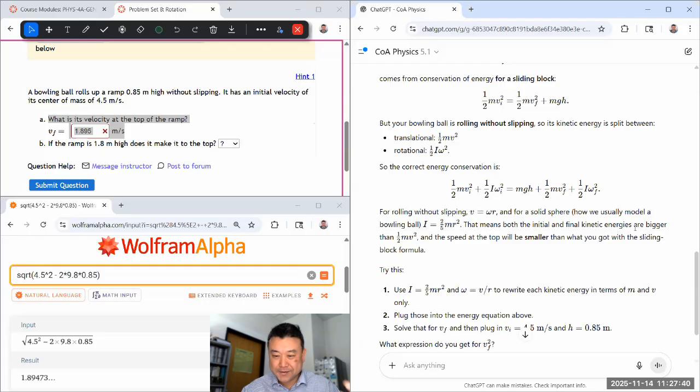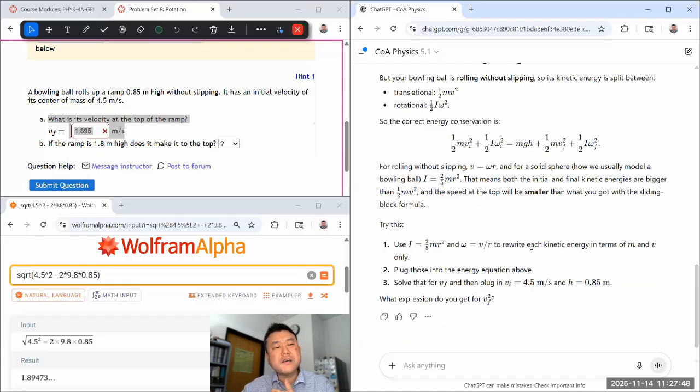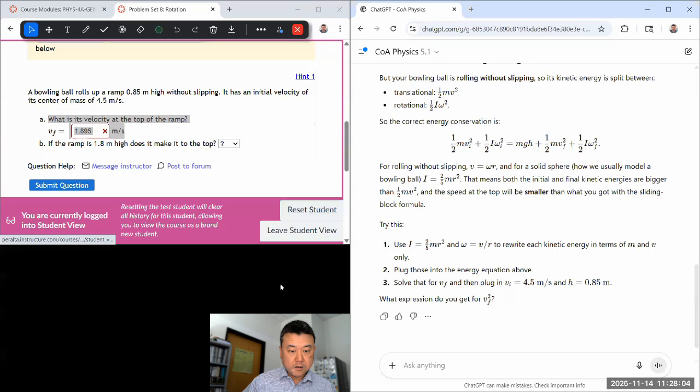So that means both the initial and final kinetic energies are bigger than that. Yeah, speed at the top will be smaller. Is that right? I was guessing it'll be larger. I think I'm still right, but let's see. So use this to rewrite the kinetic energy in terms of v. Let me just write that out and then see where we go from there.